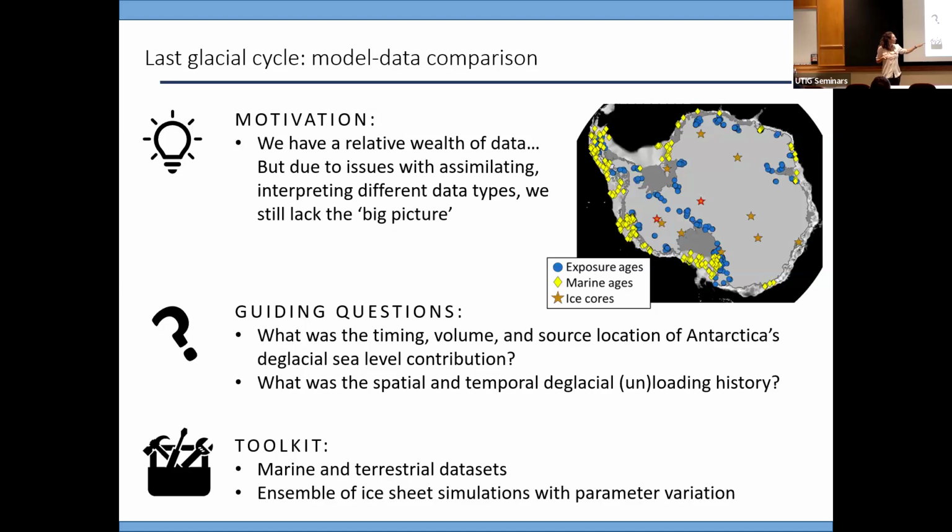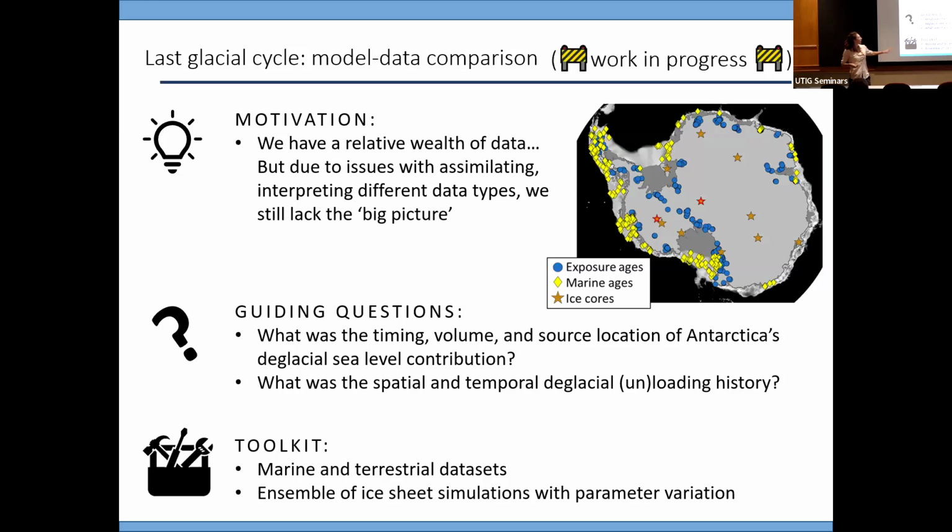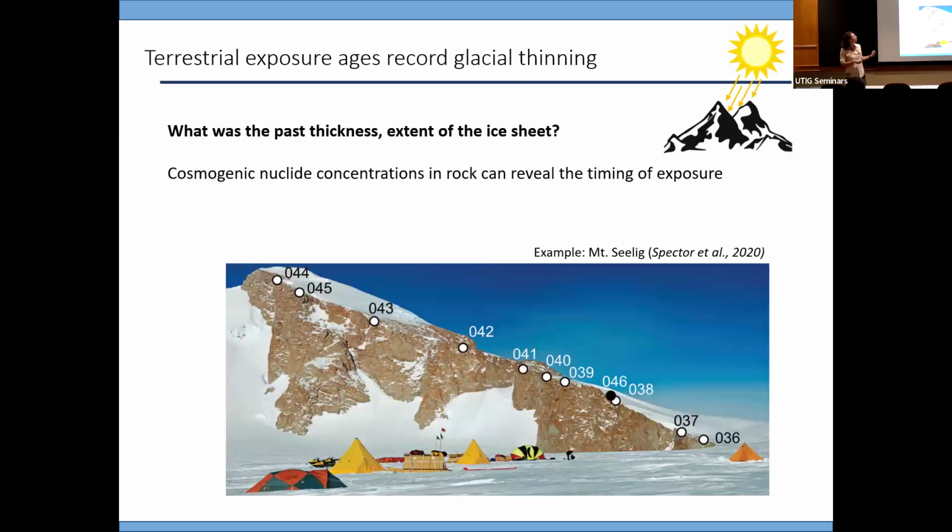To do this, we use numerical ice sheet models, right? We use the marine and terrestrial data sets there and an ensemble of simulations with different parameters that we can then score to try to figure this out. But this is still a work in progress, so I don't have any nice, neat answers wrapped up today, but maybe next year. Okay, what are these different types of data sets that we use to reconstruct deglacial behavior?